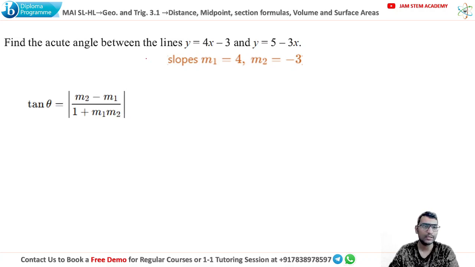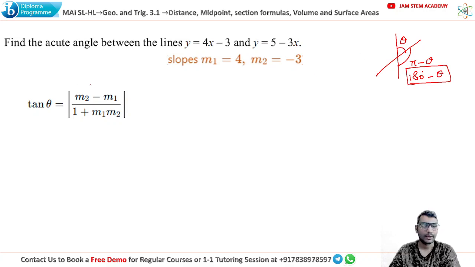I'm using modulus. See, there are two angles between two lines. This is, let's say, theta. So this angle is going to be pi minus theta in radians, or you can say 180 degrees minus theta in degrees. Okay.